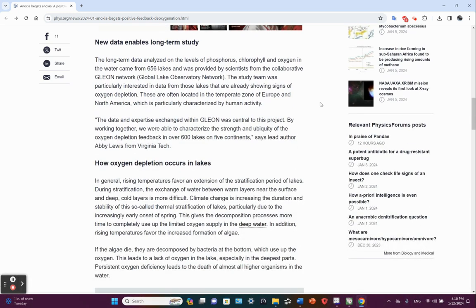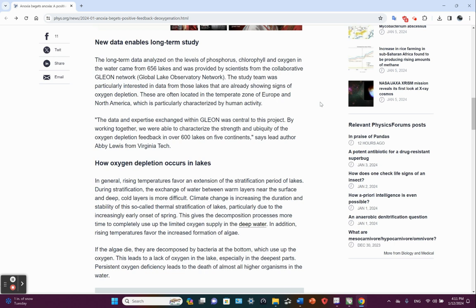New data enables a long-term study. The long-term data analyzed on the levels of phosphorus, chlorophyll, and oxygen in the water came from 656 lakes, a big collaborative effort. The study team was interested in data from those lakes already showing signs of oxygen depletion. These are often located in the temperate zone of Europe and North America.